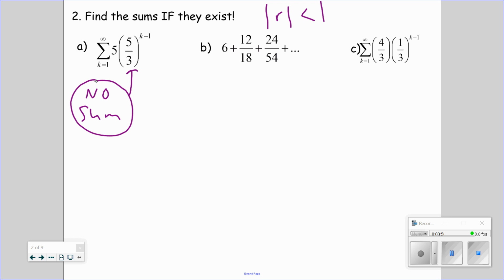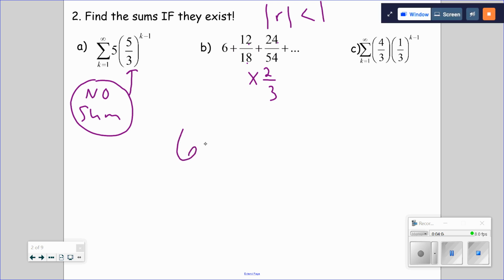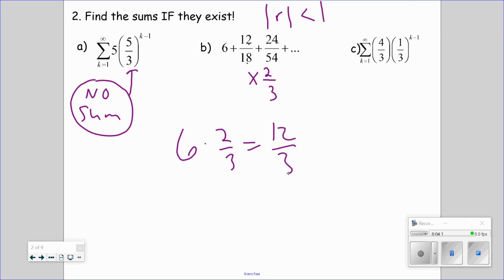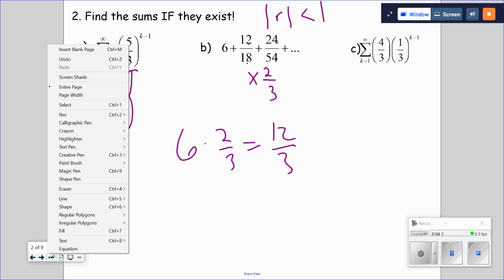So when I looked at it, I was looking at the 12 and 24 and 18 and 54, and I figured out they were multiplying by 2/3. If I do 6 times 2/3, do I get 12/18? 6 times 2/3 would be 12/3, not 12/18. So the 6 does not belong in this sequence. Let's erase that real quick.